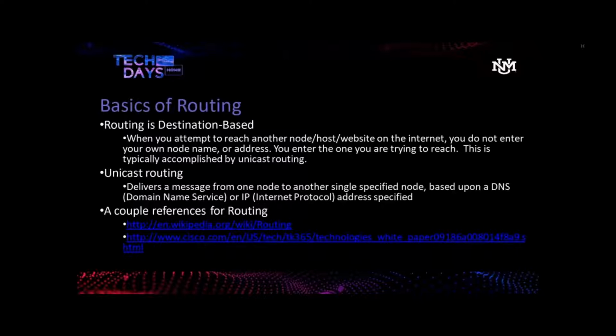And the message is typically delivered through unicast routing. There's other kinds of routing, multicast, and others. Unicast delivers a message from one node to another, that single specified node. Sometimes there's caching that happens, or you're redirected to a local node, so sometimes that name that is resolved through DNS ends up being more than one IP address. There's a few references for routing that I've added to this page.